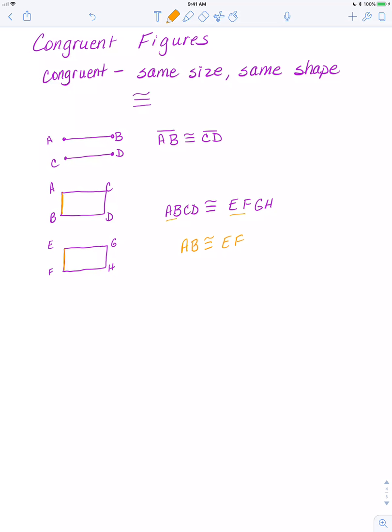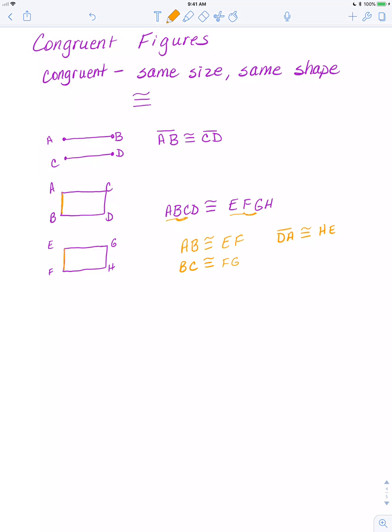So also if I said, what would BC be congruent to? Well, I can look at the shape, but I also could look at the order of the letters and say BC then has to be congruent to FG. And so on. So line segment DA would be congruent to which one? HE. So the order there matters. You can also do that with angles.